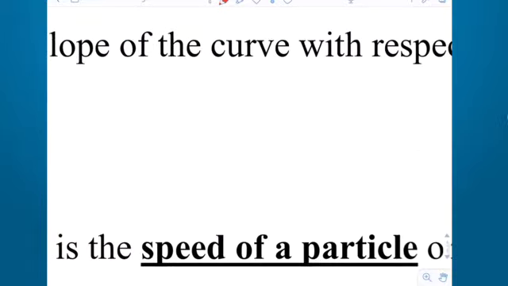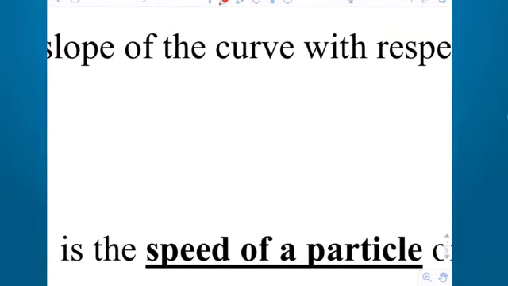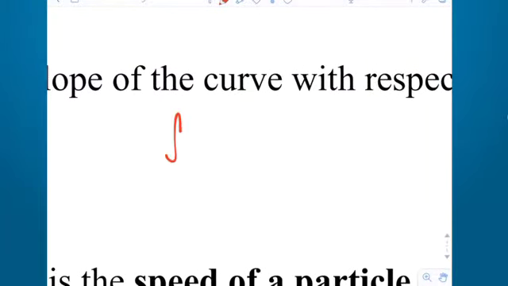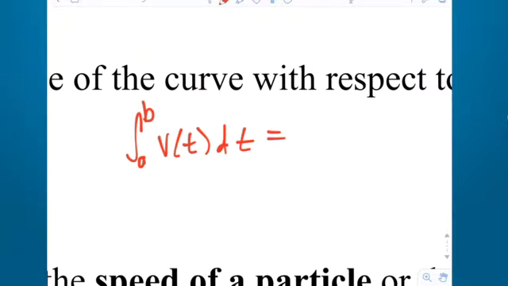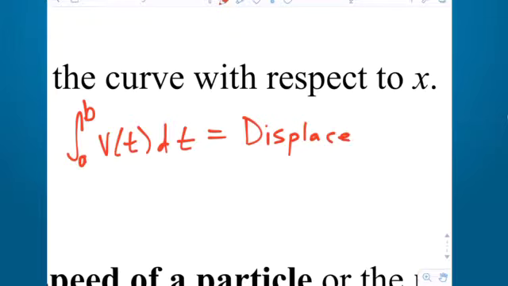Now, if we go back to particle motion, we were on a straight line. Let's review this. The integral from a to b of a velocity function with respect to time always gives you what quantity? Is that total distance? What if velocity is negative? This is net distance, which we call displacement, right? The integral of velocity in general is displacement.